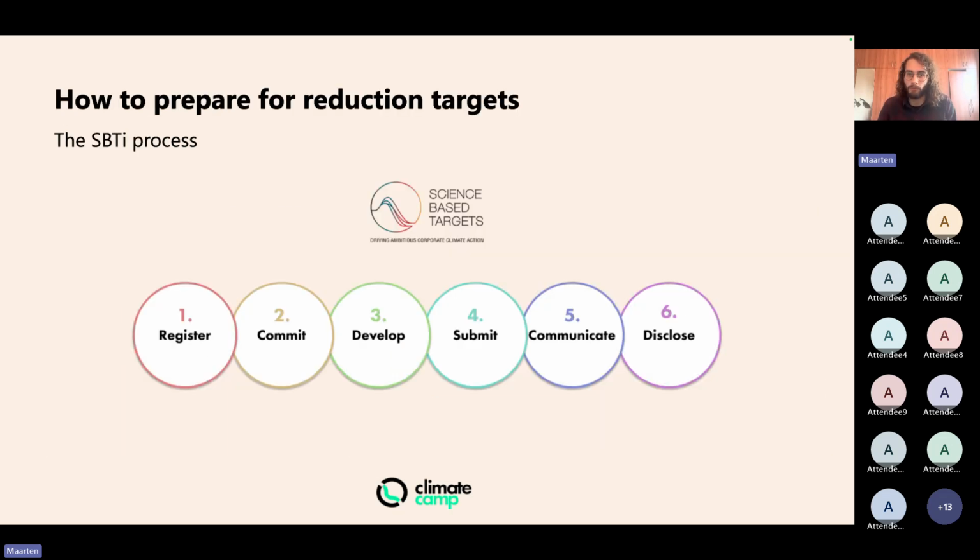Now, let's talk about the SBTi process. The SBTi process takes about 6 steps in setting reduction targets.